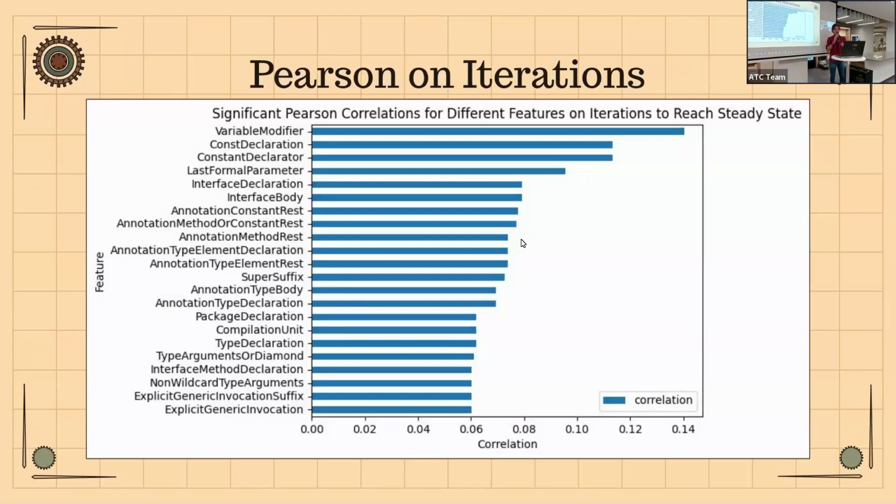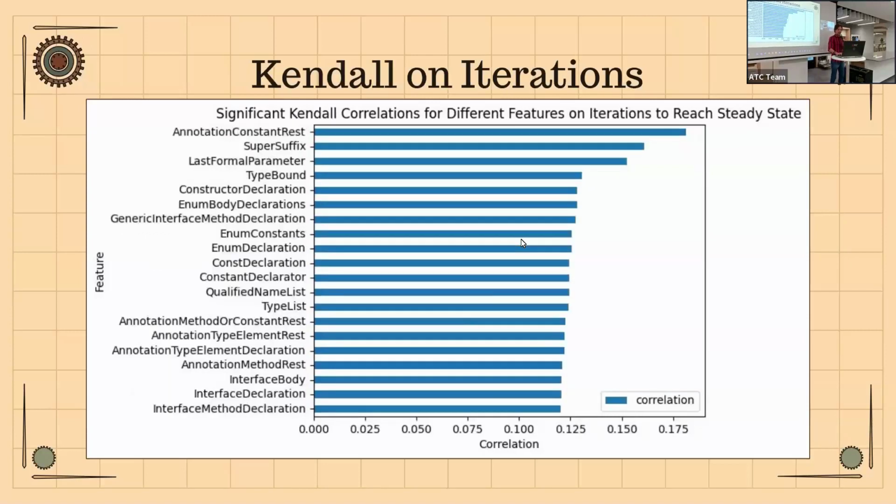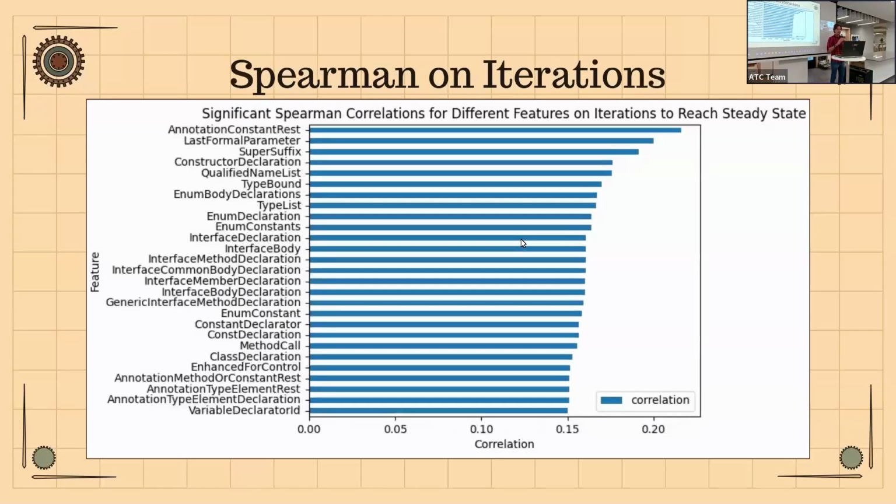Then on the iteration to reach a steady state, and this is where our paper really took an upward scale, where we suddenly have correlations of upwards of 14%, and in cases of Kendall and Spearman, upwards of 17 and even 21% positive correlation. That means we've got something. That means we're actually able to find some things that have a very significant impact on the ability, or in this case, the iterations it would take to reach a steady state.